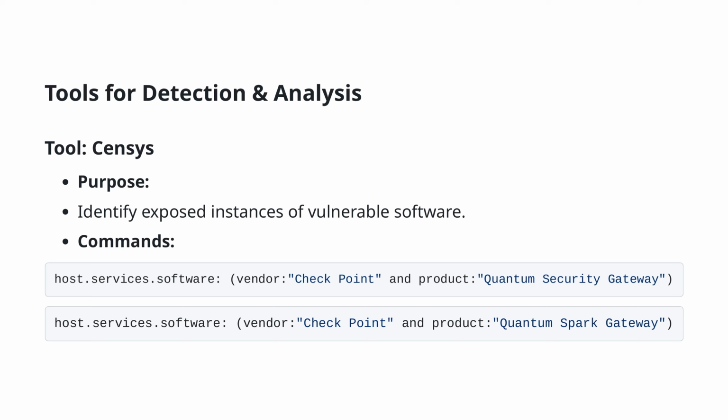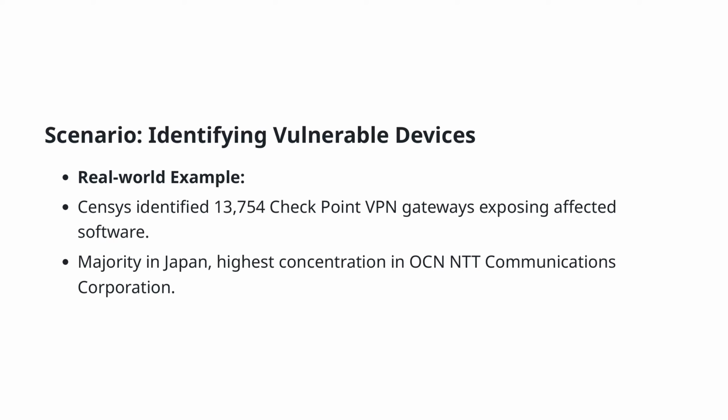For example, to identify Check Point instances, you can use queries like host.services.software.vendor: checkpoint and product: quantum security gateway, or host.services.software.vendor: checkpoint and product: quantum spark gateway. These queries perform a comprehensive scan, identifying all instances of the specified software, thereby helping in better management and mitigation of vulnerabilities. In this scenario, we'll discuss a real-world example of identifying vulnerable devices using Censys.